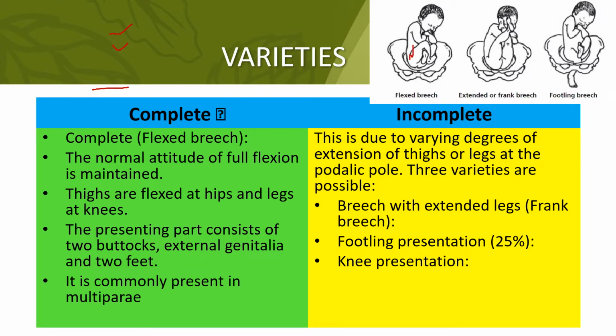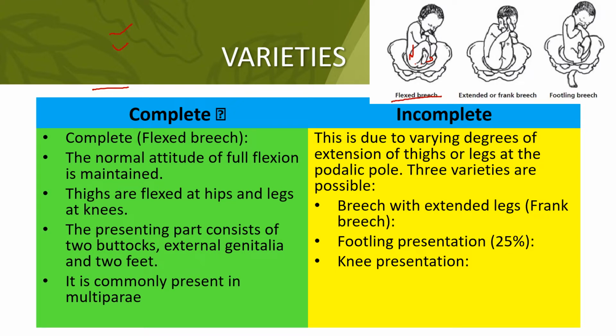This is the hip joints. These legs are flexed over the thigh. Here, the presenting part is the two buttocks, then external genitalia, then the two feet. This is the presenting part. It is the most common breech presentation in the multipara mother. Flexed breech is the most common breech presentation.